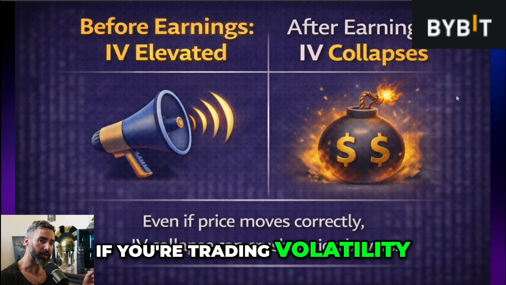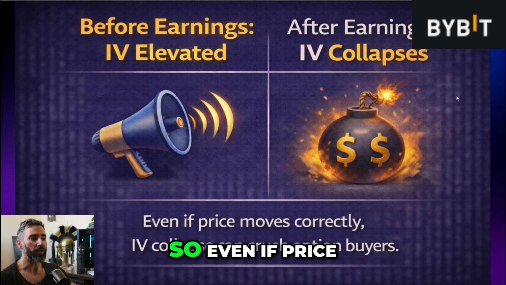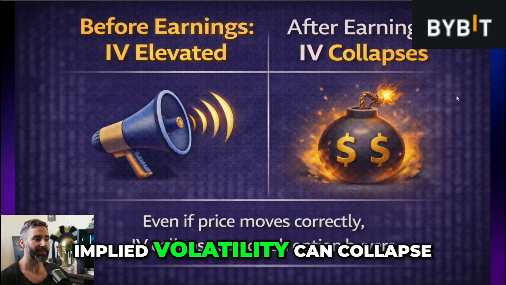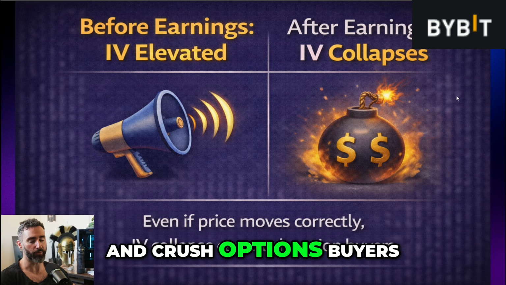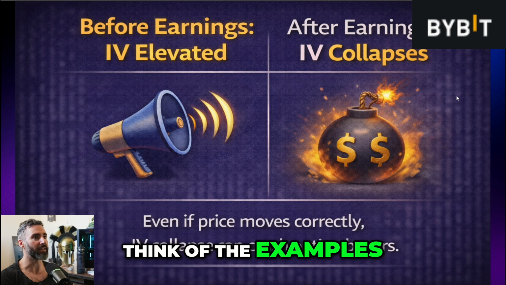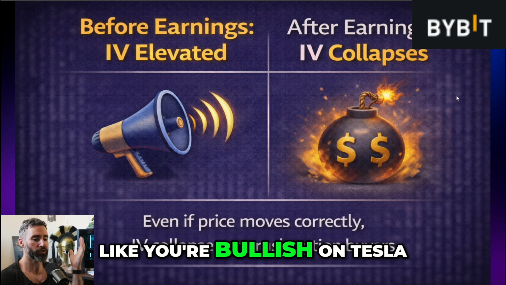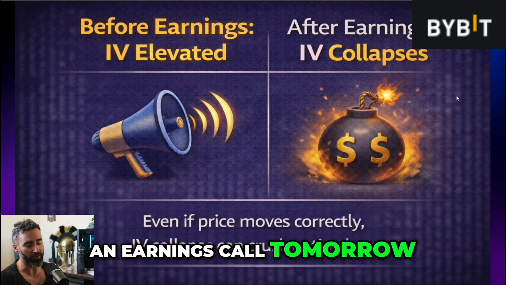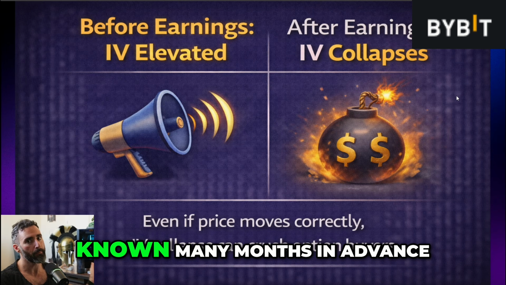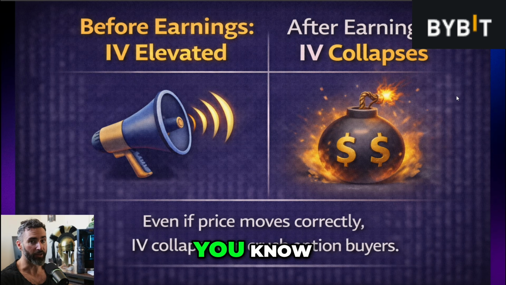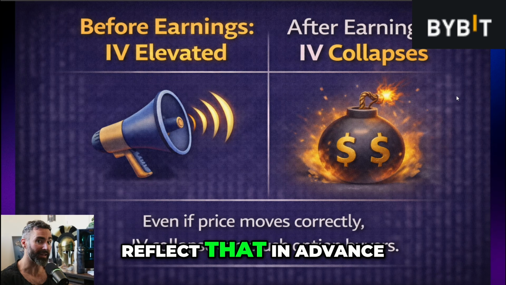If you're trading volatility, however, this is a different thing. So even if price moves correctly, implied volatility can collapse and crush options buyers. Again, think of the examples that you've seen in the past. You've probably seen this many times, maybe experienced it yourself. Like you're bullish on Tesla. Tesla's going to have an earnings call tomorrow. Of course, their earnings report was known many months in advance, or at least around the time of that. So naturally, market makers have been pricing these options to reflect that in advance.